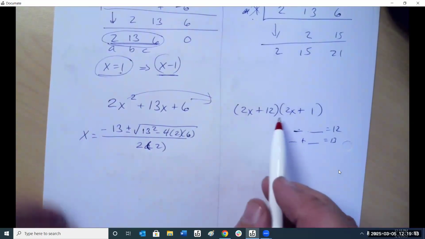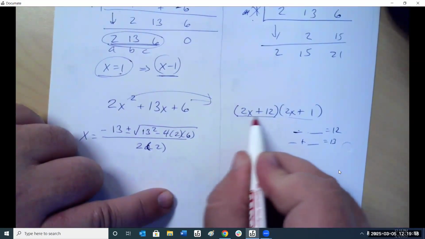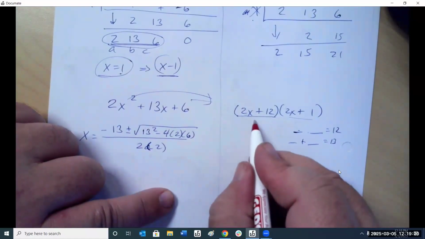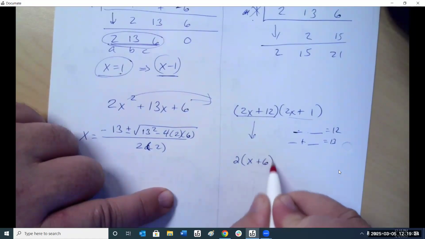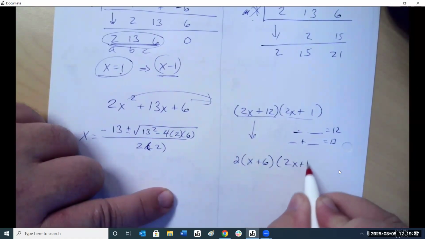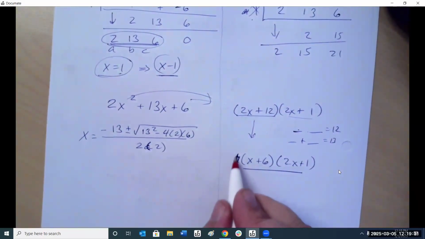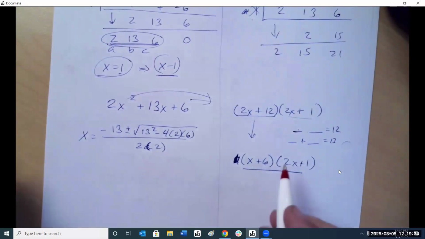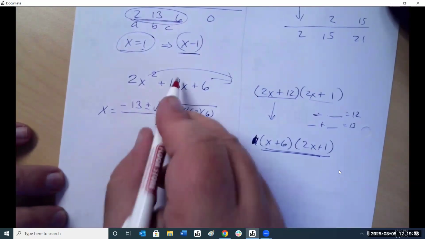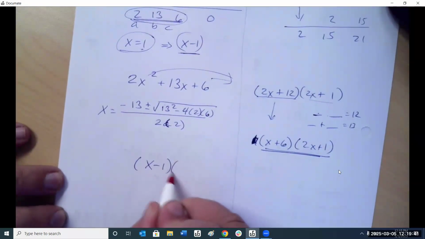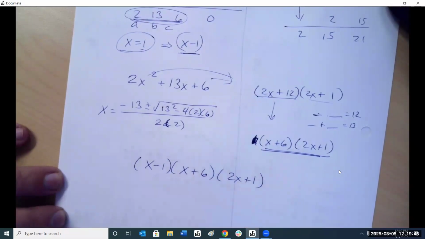But now, if you're going to this method here, what can you factor out of these equations? Can you factor anything out of this one? 6, 2. x plus 6. And that one I can't do any further. So these are my factors. Whatever I factor out of there, whatever's left is my factor. So my factors are x minus 1, x plus 6, 2x plus 1.